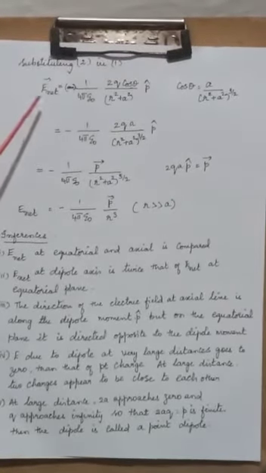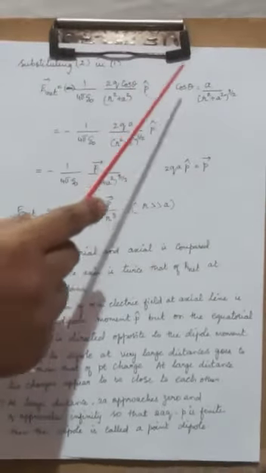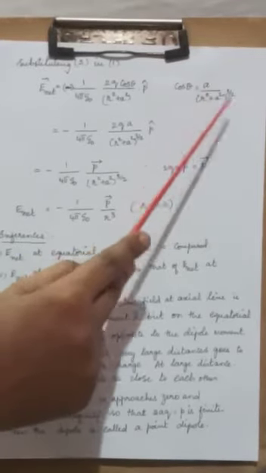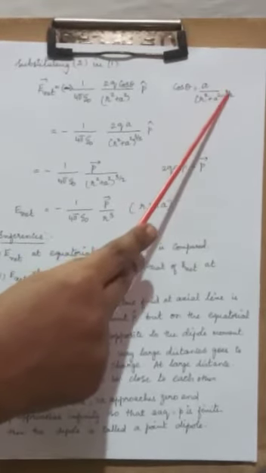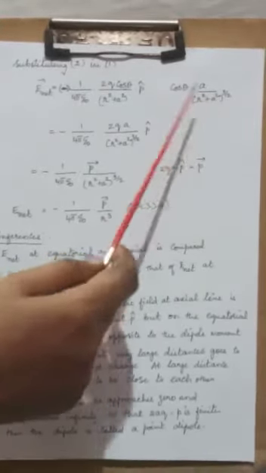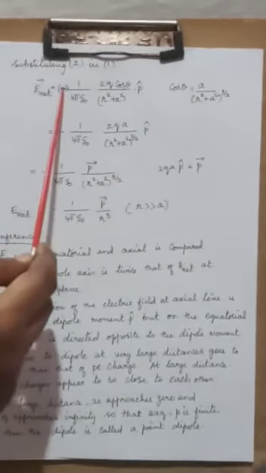Now I need to find E net. Before that I will find cos theta. Cos theta is equal to A by R square plus A square to the power 1 by 2, that is the hypotenuse. So cos theta will be equal to this value, and E net will be equal to minus of 2E. I have already found E plus, so it will be 2E, and those two E values I need to substitute here.